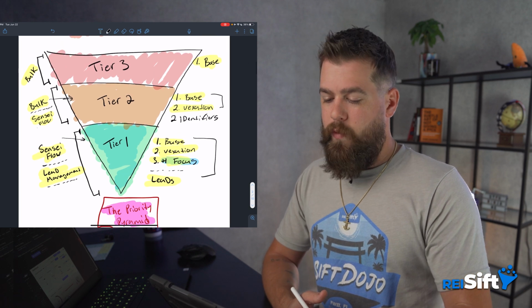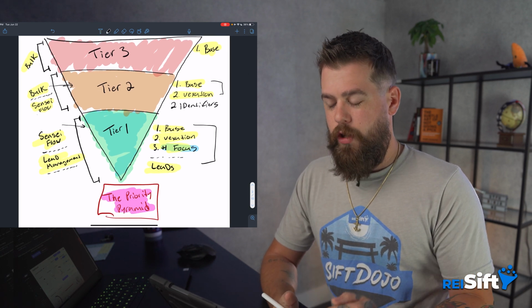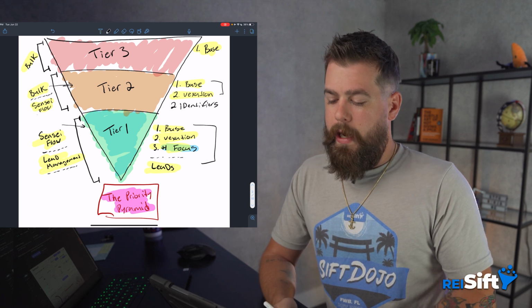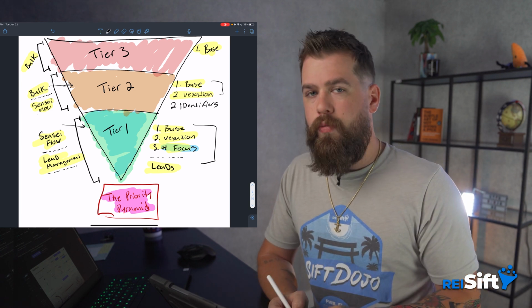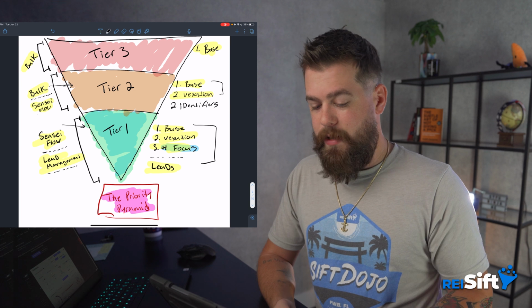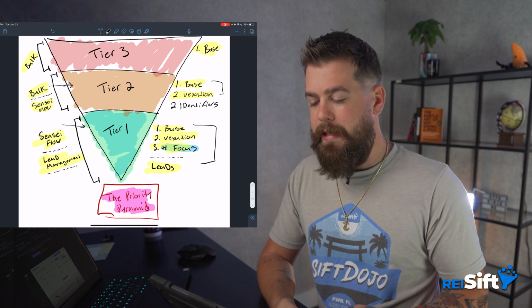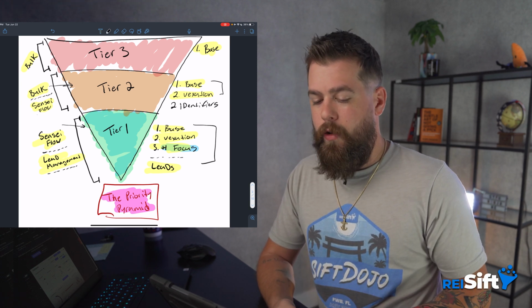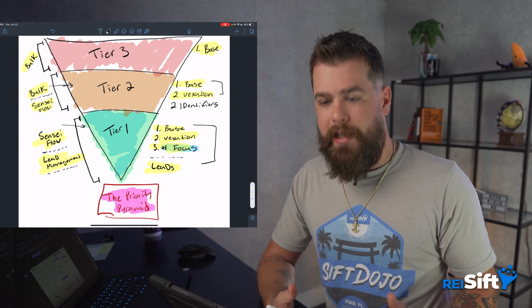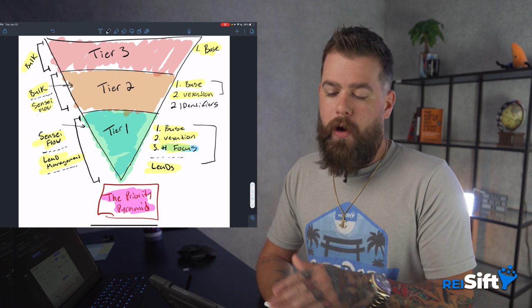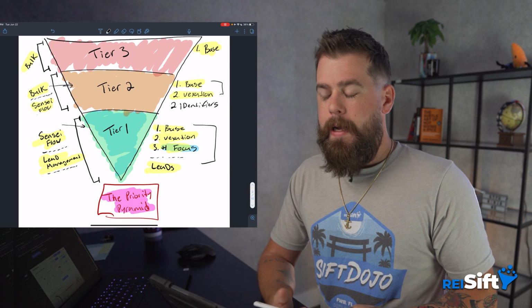So this is what we call the priority pyramid, tier 1, tier 2, tier 3, focusing with the most motivated prospects, the most hot prospects, the people that really need you, your leads, and working up those tiers as your budget grows, as your team grows. You can start worrying about hitting more and more data.